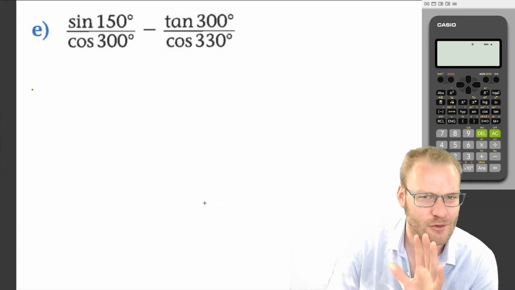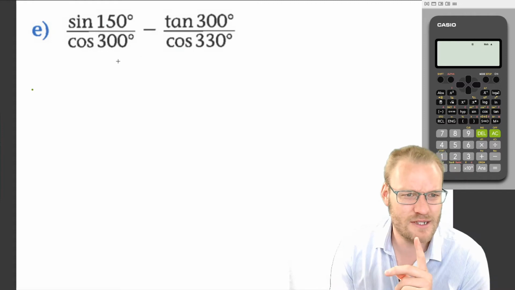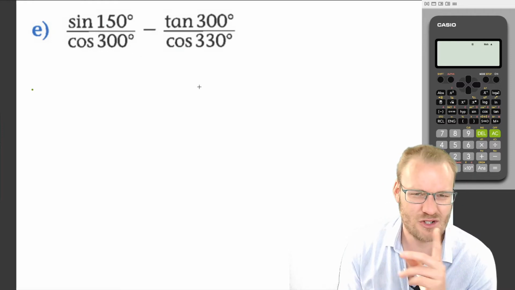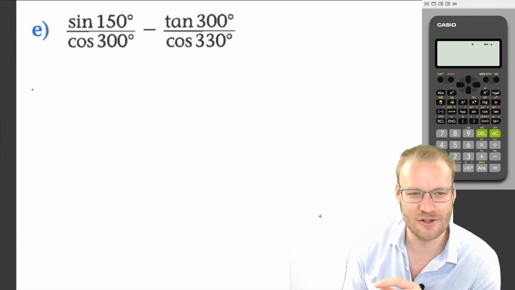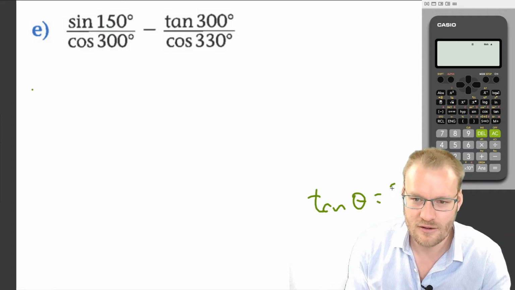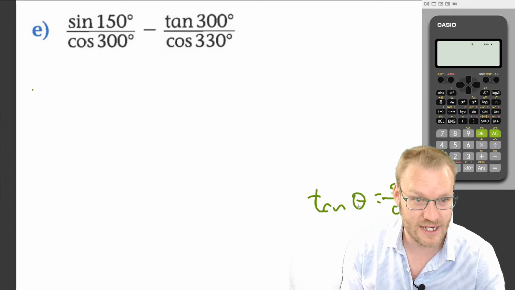Okay, question's getting juicier by the second. Here we've got, now what sticks out to you already if you're saying sine over cos? Which fundamental trig identity do you think we're going to use? Yeah, we know that tan of an angle theta is the same as sine of an angle over cos. So tan of something is the same as sine over cos of the same angle.